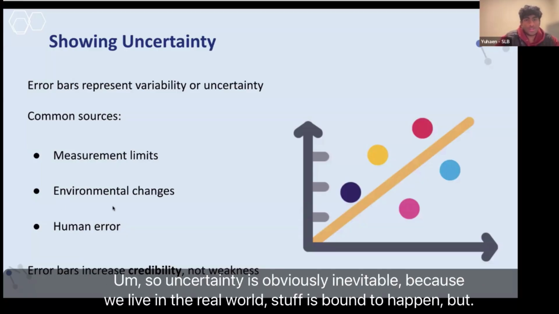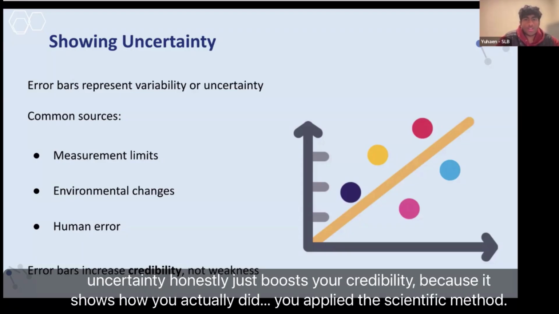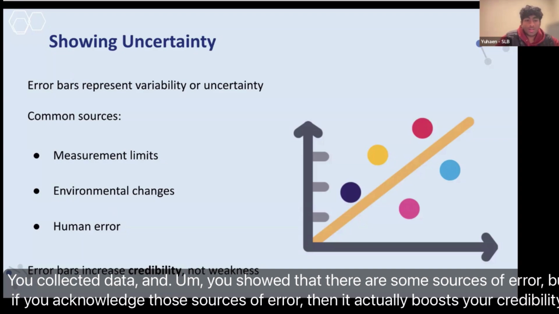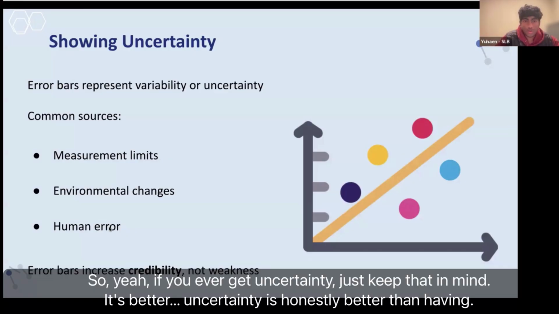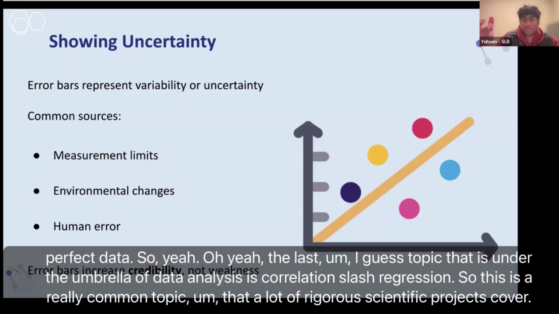Uncertainty is obviously inevitable because we live in the real world. Stuff is bound to happen, but uncertainty honestly boosts your credibility because it shows you applied the scientific method, you collected data, and you showed that there are some sources of error. If you acknowledge those sources of error, it boosts your credibility and helps you present to judges a lot better. So if you ever get uncertainty, just keep that in mind. Uncertainty is honestly better than having perfect data.